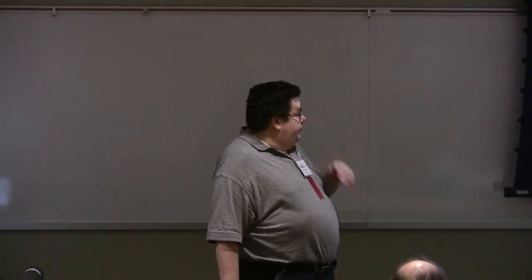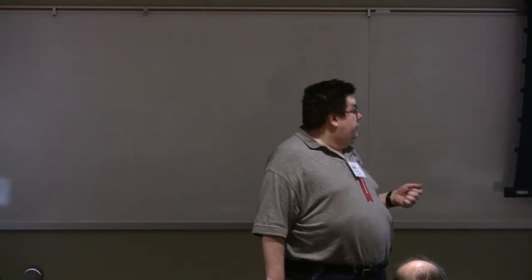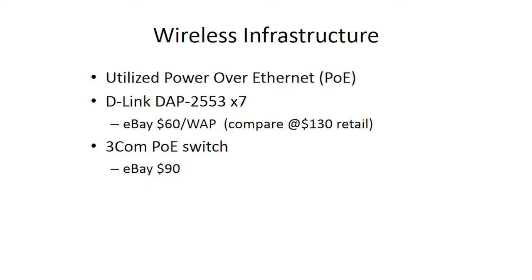So for the wireless infrastructure, in order to avoid having to run power cables and so forth, I used power over Ethernet, and after searching around, we decided we wanted to stick with one common wireless router instead of multiple ones. The one I decided on was the D-Link DAP 2553. I have 7 of those, some of which I was able to purchase on eBay for $60. Since then, they've become harder to find. We actually had to buy 4 of them at retail.